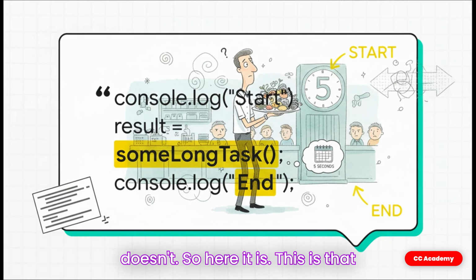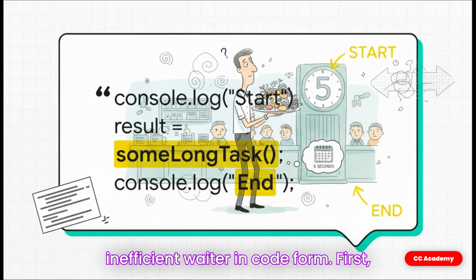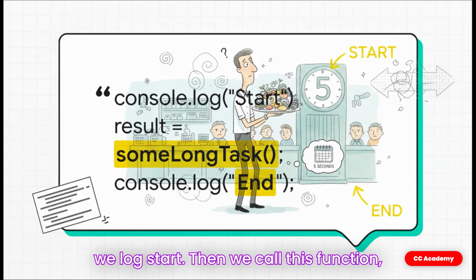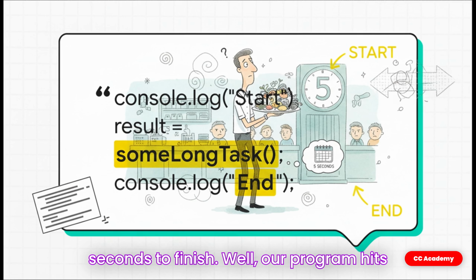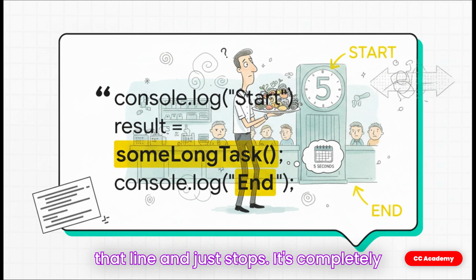So here it is. This is that inefficient waiter in code form. First, we log start. Then we call this function, someLongTask. Let's just pretend that function takes 5 whole seconds to finish. Well, our program hits that line and just stops.